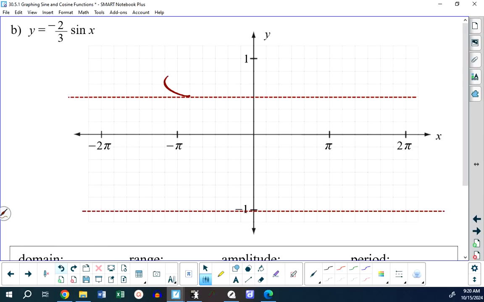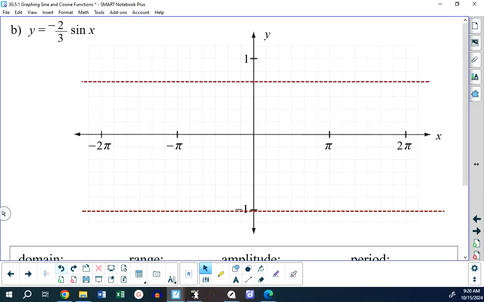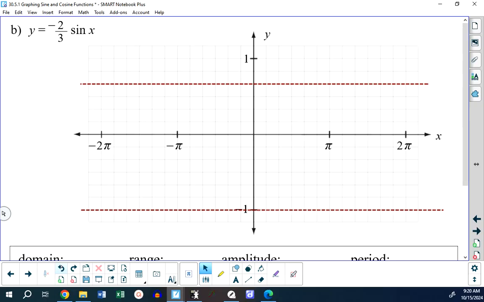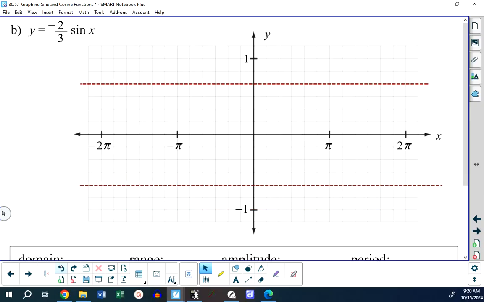This would be 2/3, correct? So what's going to happen is, instead of going to +1 and -1, it will go up to +2/3 and down to -2/3, which tells us, of course, the amplitude is 2/3. Since sine would start here, going up, and a is negative, this graph would start there going down.